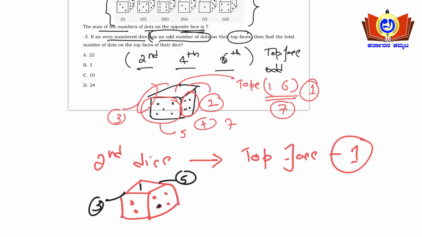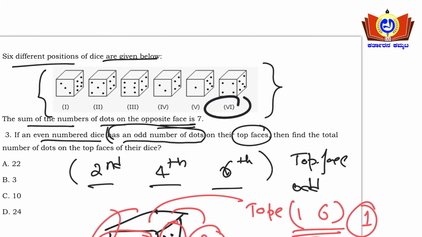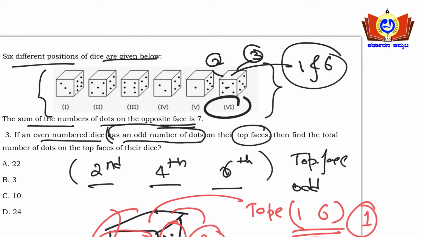So it is either 1 or 6, and it is an odd number. So the third dice top face is also 1. Similarly, for the sixth dice, I will show you here only. Sixth dice, 4 has been shown here. 4 means the opposite shall be 3 here. 5 is there, which means the opposite will be 2. So the top face will be either 1 or 6. So it's an odd number, so 1 will be the answer here.